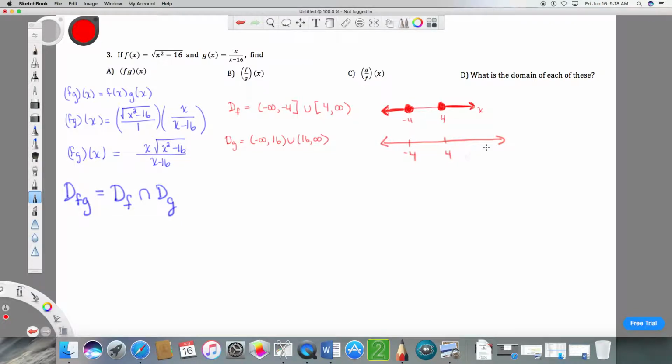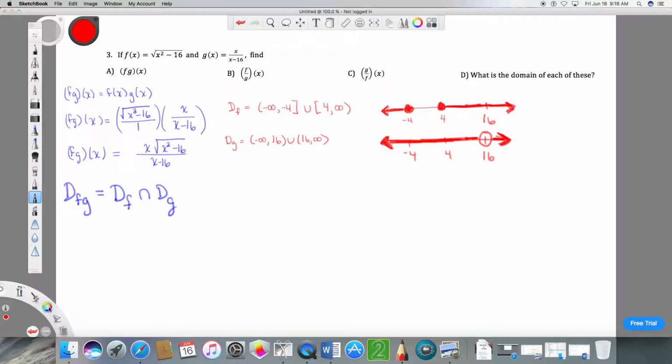Now, I know on this number line that 16 is way over here. 16 is to the right of 4. So I know that 16 lives over here. Now, in the domain of g, I'm excluding 16, but the entire number line is shaded except for that 16. It's all real numbers excluding 16.